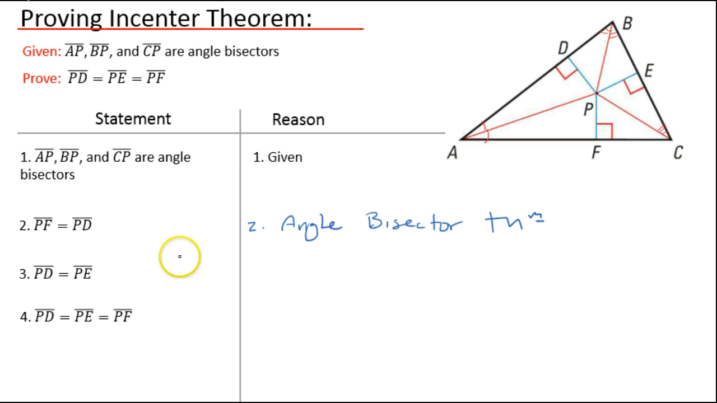Very similarly, we have PD. So PD is congruent to PE because, again, if I were to stretch this angle out, and I would bisect the angle, which is this one here, I create these two lines that are congruent. They have to be congruent by the angle bisector theorem. So I can write that for number 3 as well.